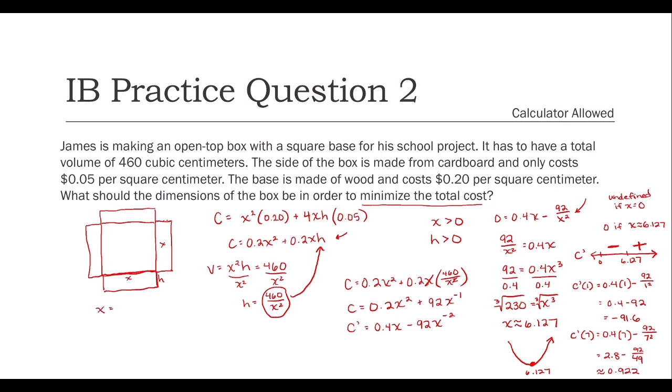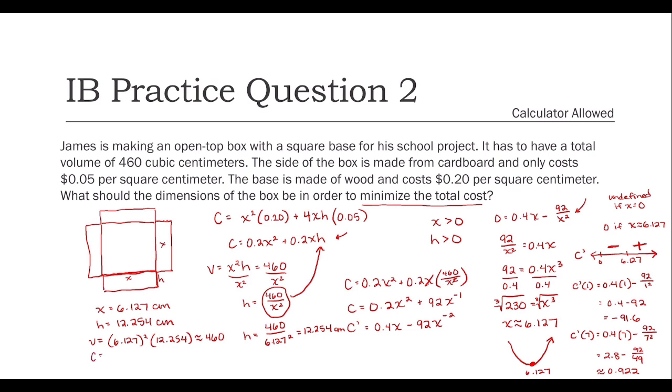So x equals 6.127 centimeters, and h equals 460 over x squared. So 460 over 6.127 squared equals 12.254 centimeters. So our height is 12.254 centimeters. And we can double check that our volume is 460, because your volume will equal x squared, 6.127 squared, times h. And this is approximately 460.